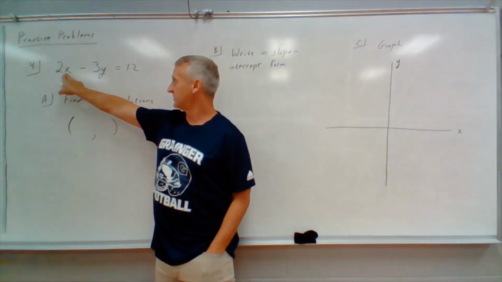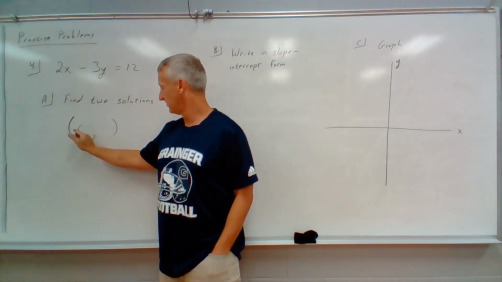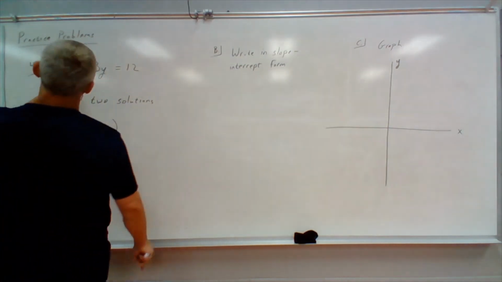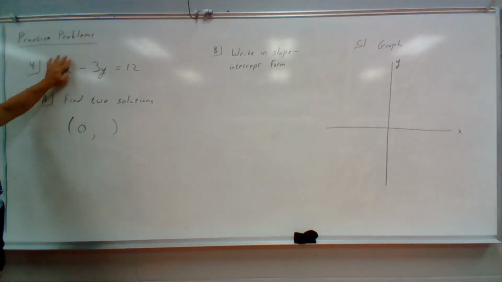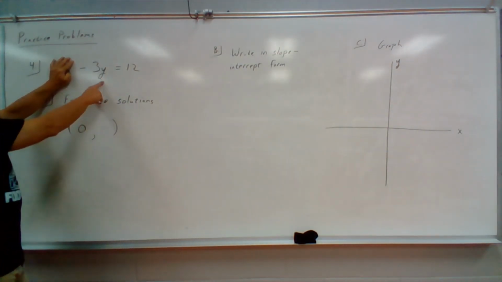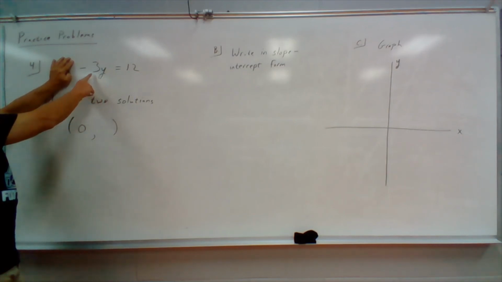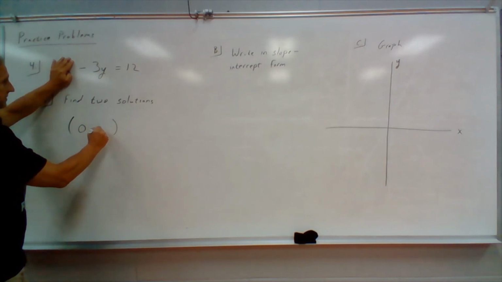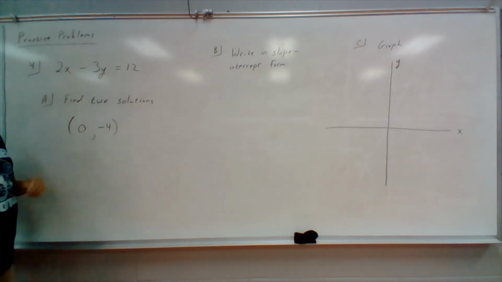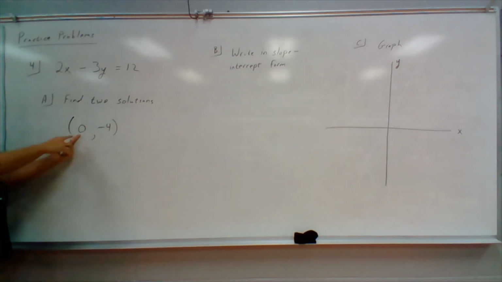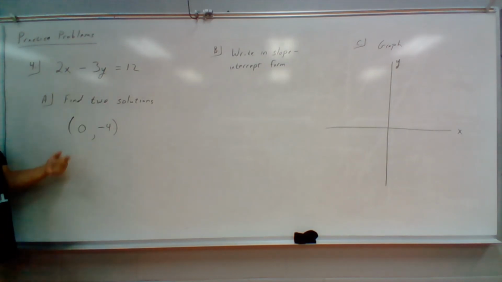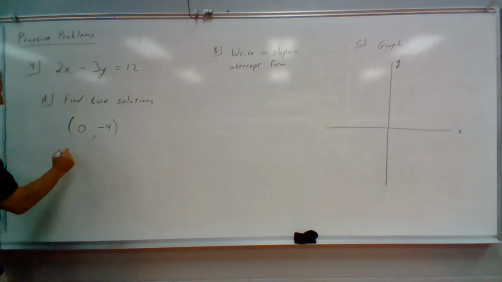So I'm going to put a 0 in for x. If I put a 0 for x, 2 times 0 is 0, so that'll be gone. So then what will y have to be? Divide both sides by negative 3, and I'll get y is negative 4. So if I plug a 0 in for x and a negative 4 for y, this will be a true statement. And let's see if we can find another solution.